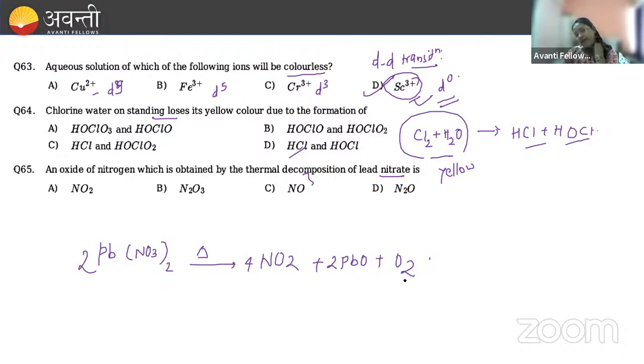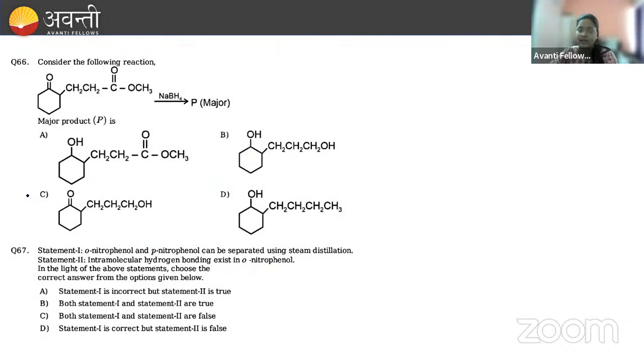So here what is happening? An oxide of nitrogen which is obtained by thermal decomposition of lead nitrate will be what? NO2. That is our option, answer A. Next problem. Very easy. Tell me the answer.